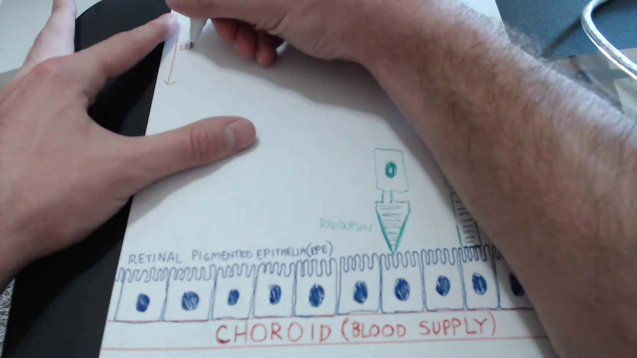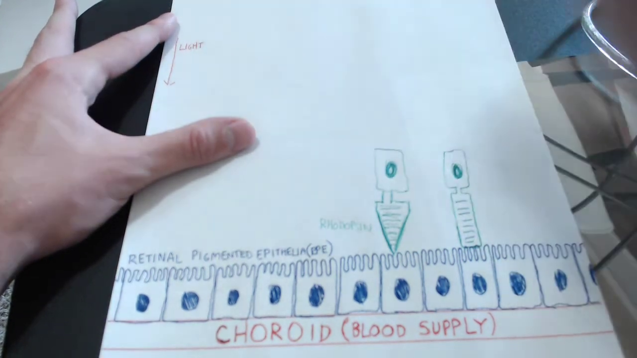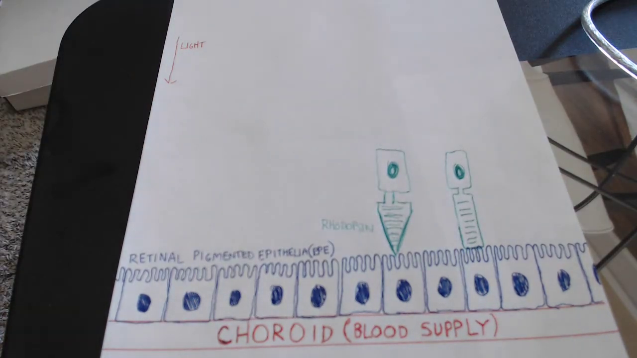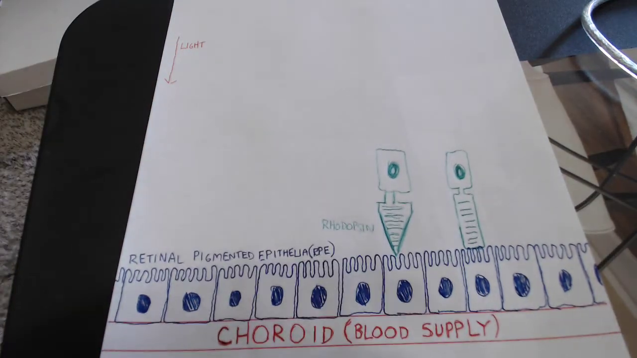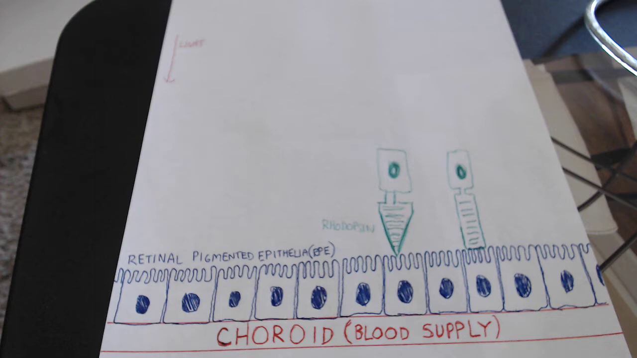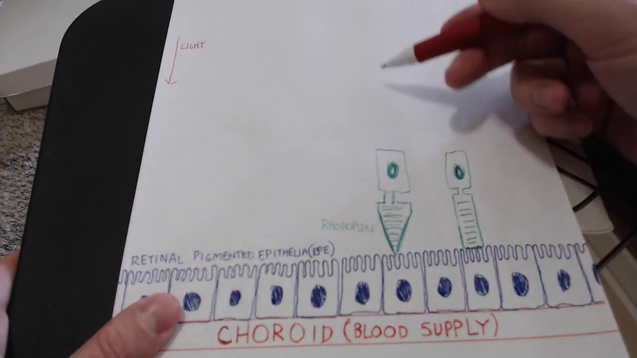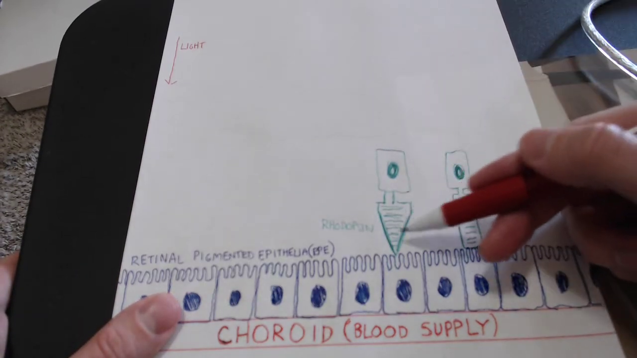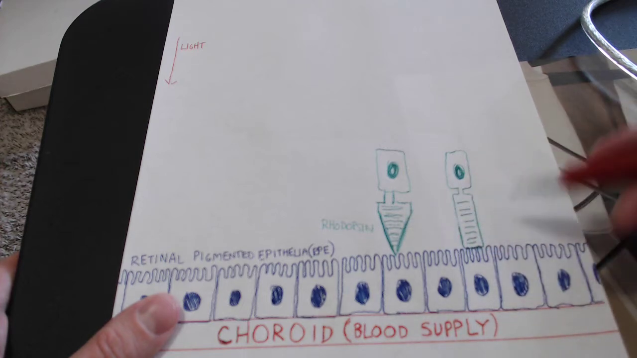So this is where the light is coming from. So the light is coming from the anterior segment of the eye, and it is being directed towards the most posterior segment. So that light that comes in is going to come in and stimulate these photoreceptor cells right here.